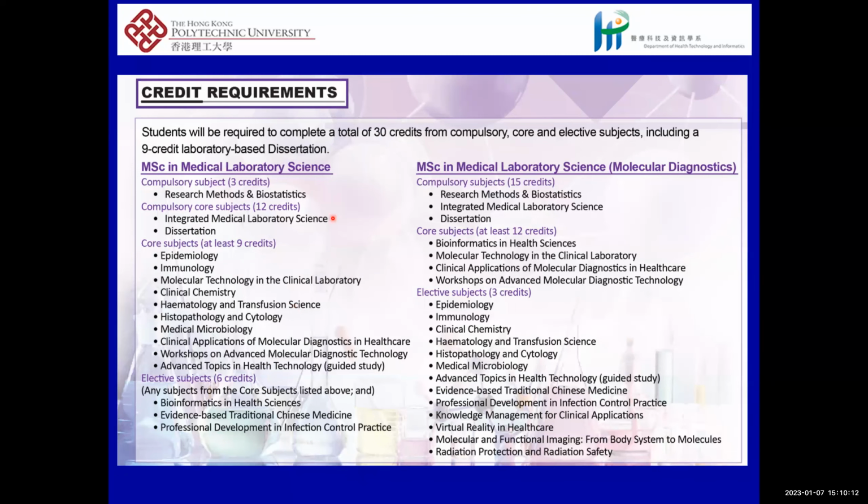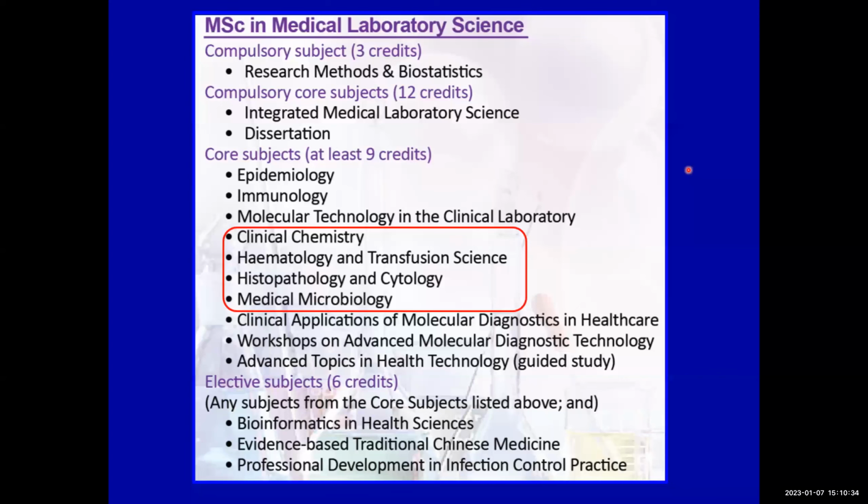And as mentioned, we also offer the MSc, where you have the opportunity to get a specialism. It means that on your degree certificate, you will be awarded MSc in Medical Laboratory Science, Molecular Diagnostics, with molecular diagnostics in brackets. And a little bit different structure.